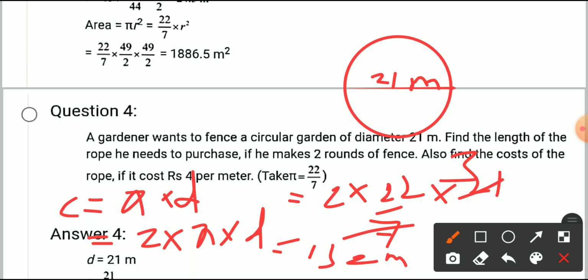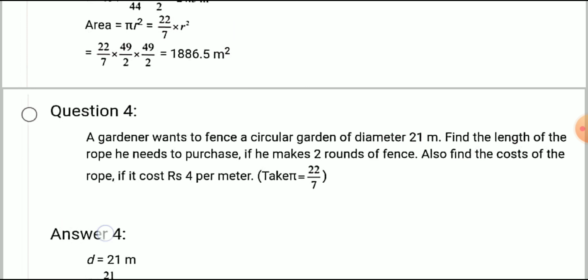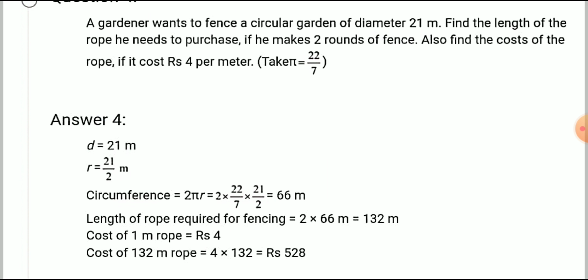Okay, now find the cost of fencing. The cost of fencing is 4 rupees per meter, so we'll multiply 132 with 4 to find the cost. So we'll have 4 8s are 32 and 13 4s are 52, so 528 rupees. Okay, see the answer. In this manner you have to write in your copy.